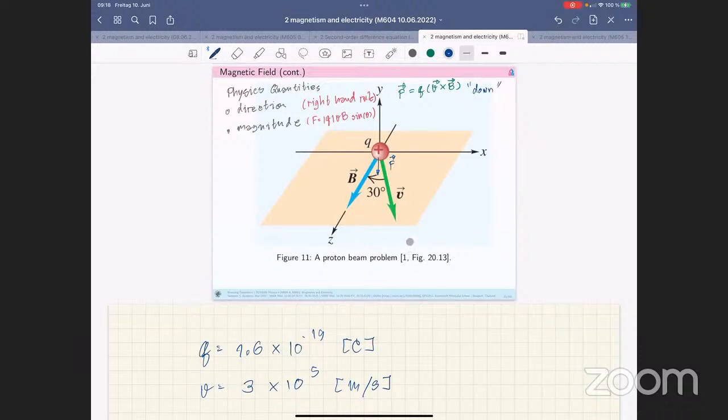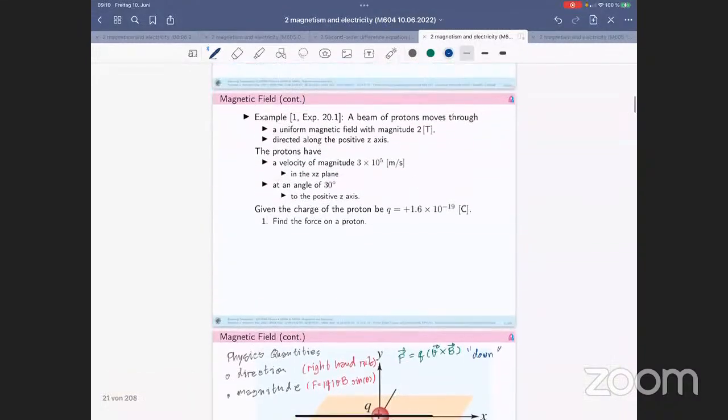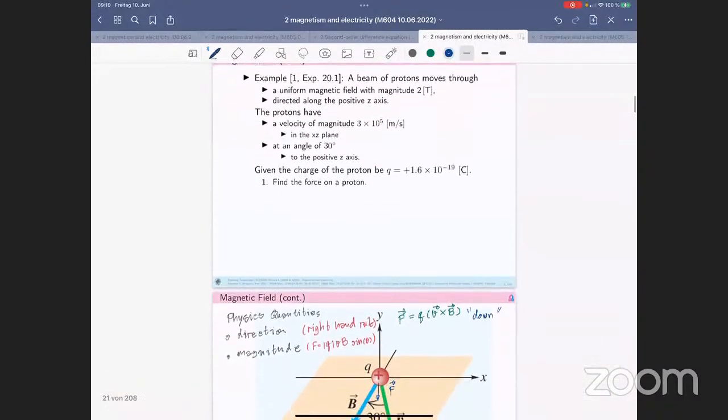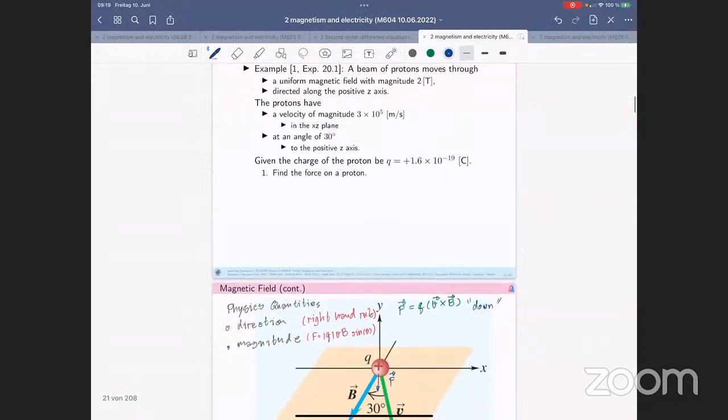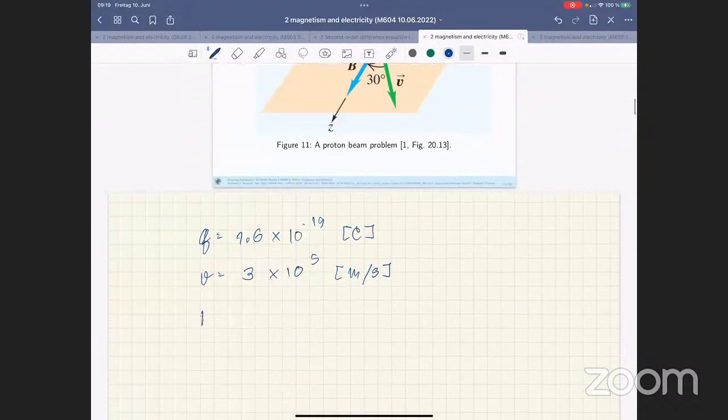But for a proton in this scenario, it is quite safe to use the typical formula. And one important thing, the magnetic flux density is 2 Tesla, so B is 2 Tesla, like that.